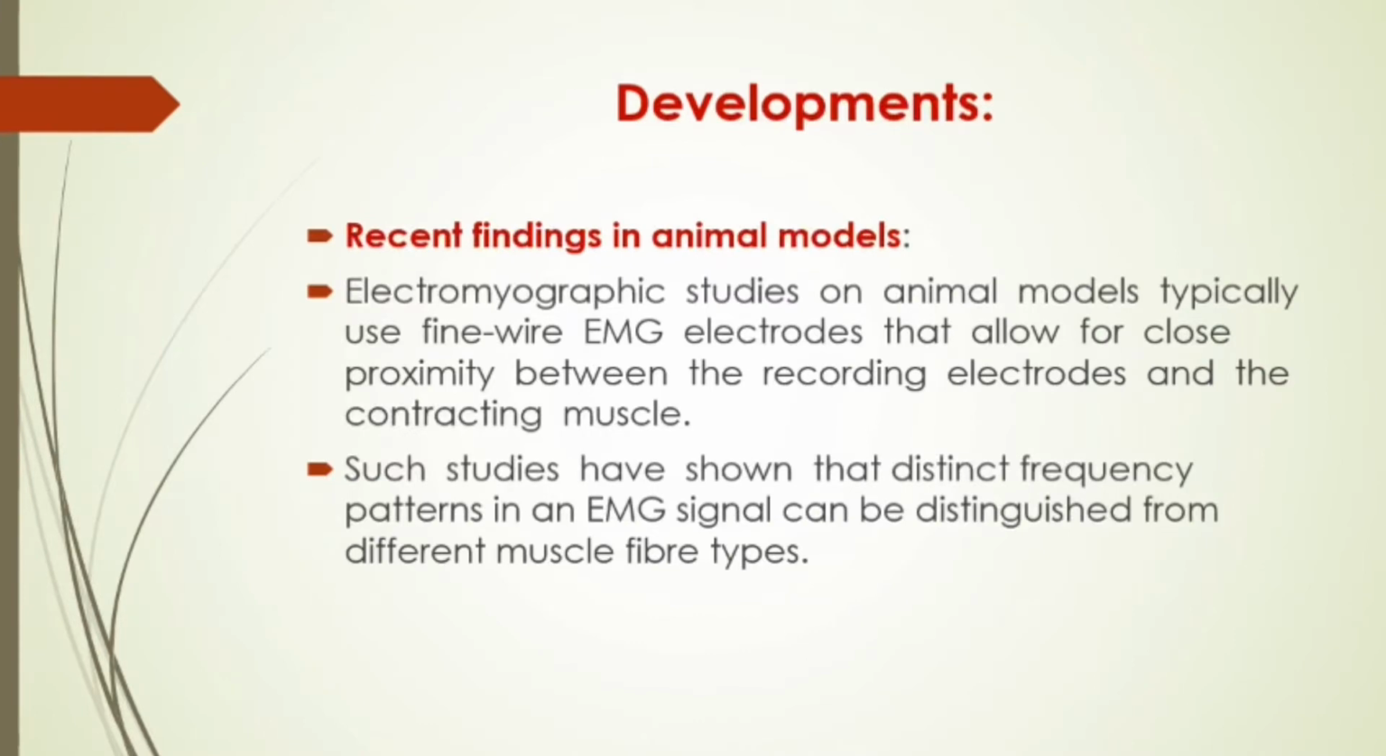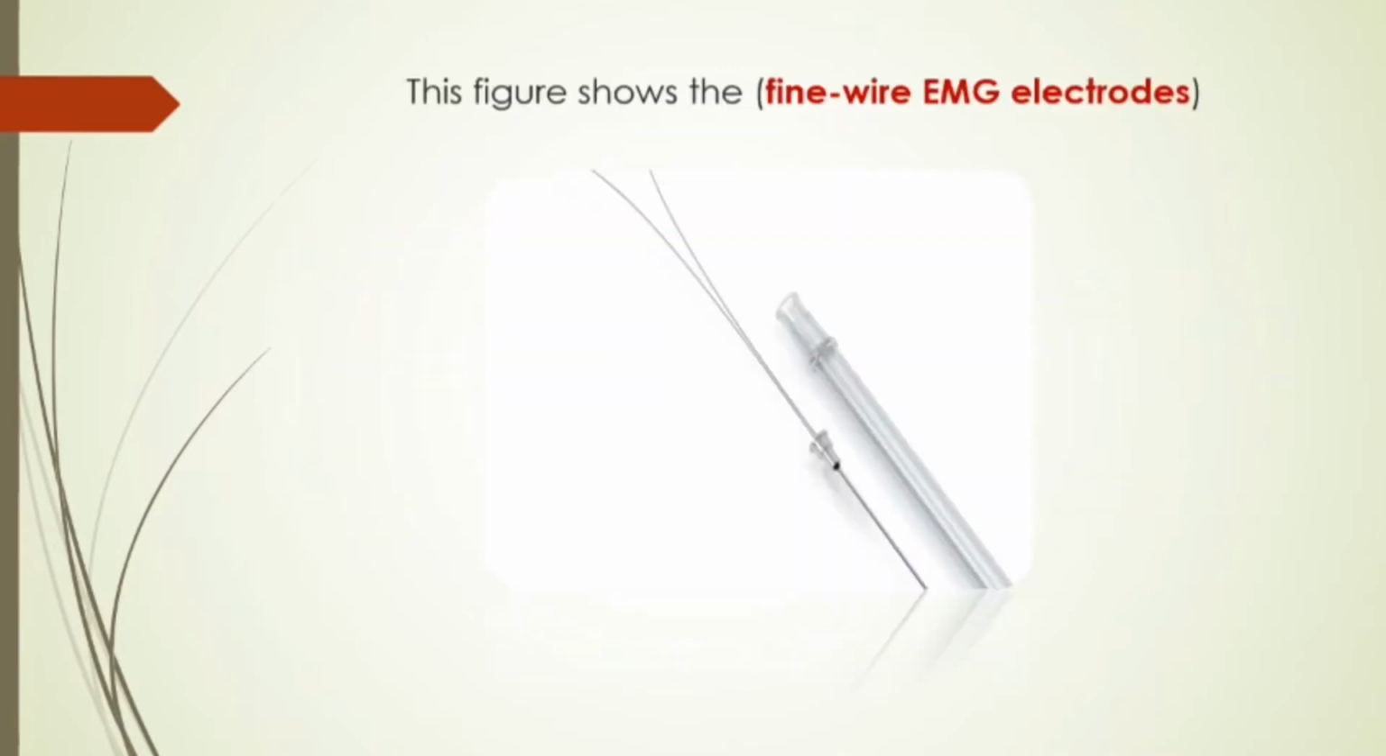Hello, I am Batul Kharashqa and now I will talk about the developments, application and results. Recently, electromyographic studies that have been applied on animals show that there are distinctive frequency patterns in an EMG signal that can be distinguished from different muscle fiber types by using fine wire EMG electrodes, which allow close proximity between the recording electrodes and the contracting muscle. This figure shows the fine wire EMG electrodes that we mentioned above.